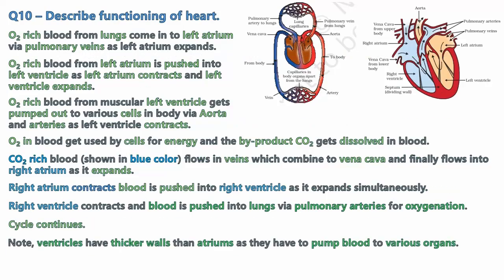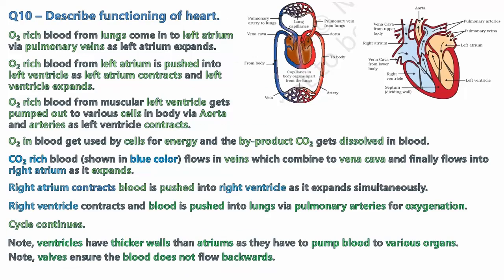Note the ventricles, that is the bottom chambers, the left ventricle and right ventricle, have thicker walls than the atriums, as they have to pump blood into various organs. See, the atriums will just pump blood into their downward chambers. Left atrium will pump it into the left ventricle, and right atrium will pump it into the right ventricle. But the ventricles, left and right, have to pump the blood into the organs. The right ventricle will pump the blood into the lungs, whereas the left ventricle will pump the blood into the aorta and to all parts of the body. So their walls have to be thicker and stronger.